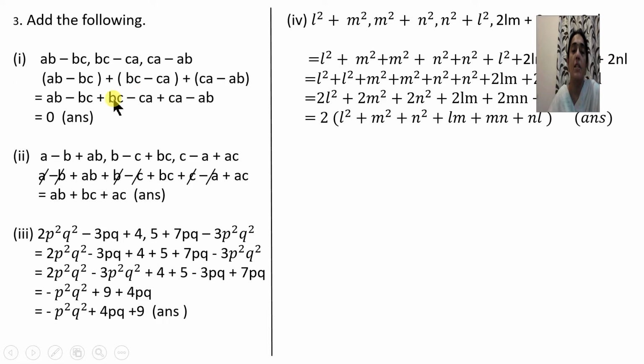Minus BC plus BC is 0. AB minus AB is 0. So the answer is 0.